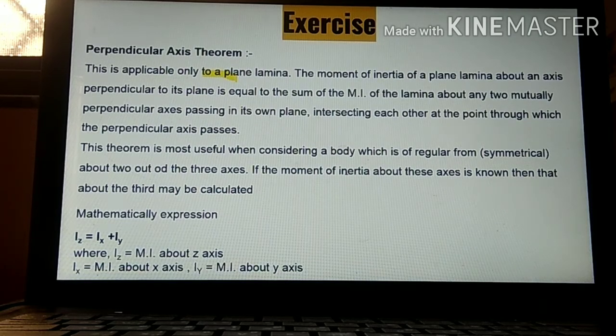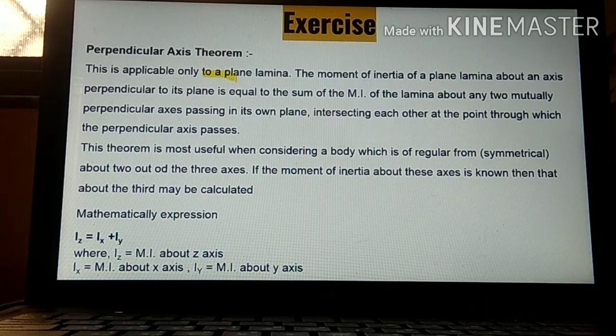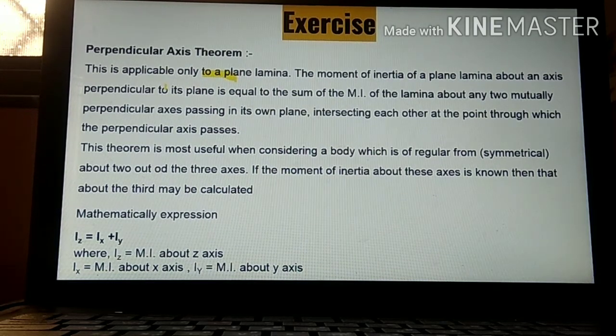Like I have already said, it should be very thin, of negligible thickness. The moment of inertia of the plane lamina about the axis perpendicular to the plane is equal to the sum of the moments of inertia about any two mutually perpendicular axes lying in the plane, intersecting each other at the point where the perpendicular axis passes. This theorem is very useful when considering a body of regular form, where two of the three moments of inertia are known. Okay, you should know the statement.